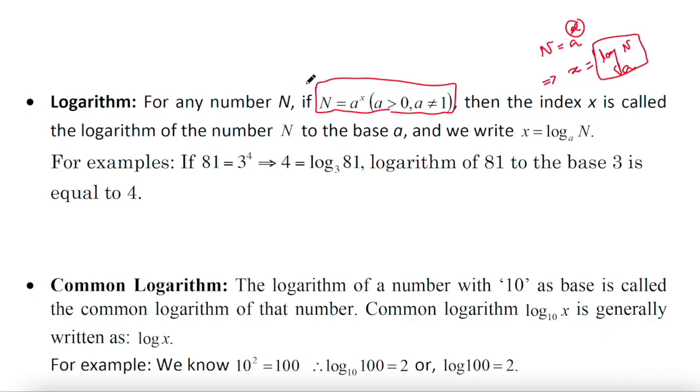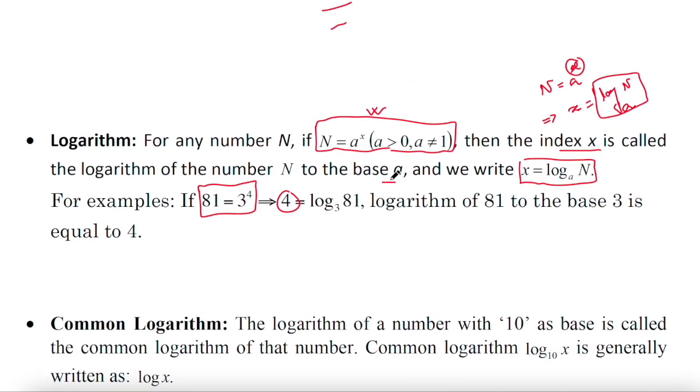Let me say it again. If n equal a to the power x, where a is positive but not equal to 1, then the index x is called logarithm of n to the base a, and we write x equal log n to the base a. For example, 81 is a number which we can write in exponential form like 3 to the power 4. Then 4 is called logarithm of 81 to the base 3.